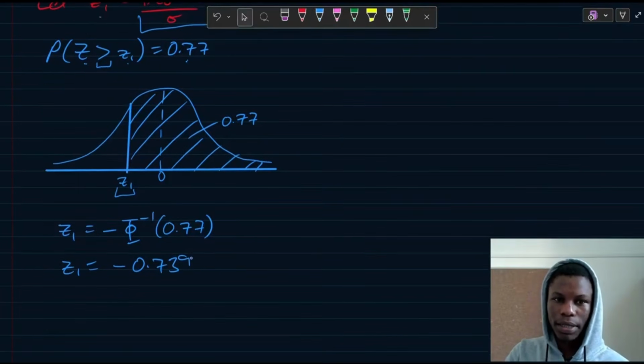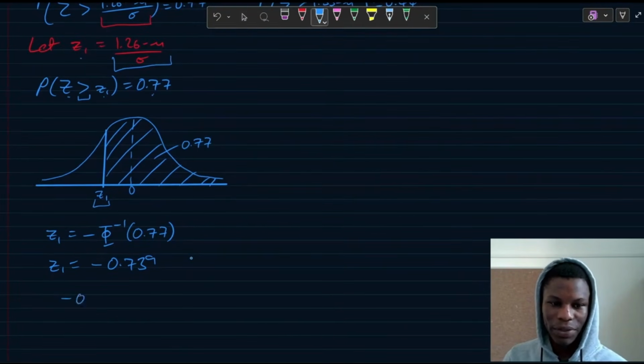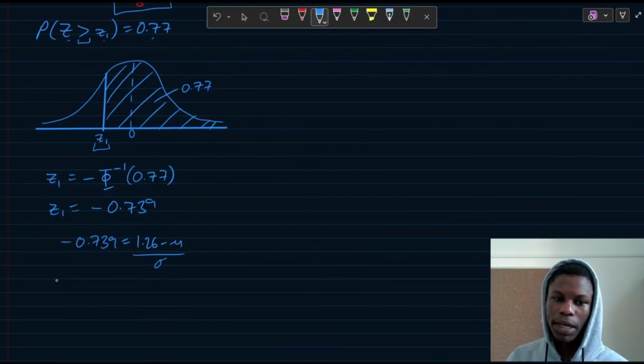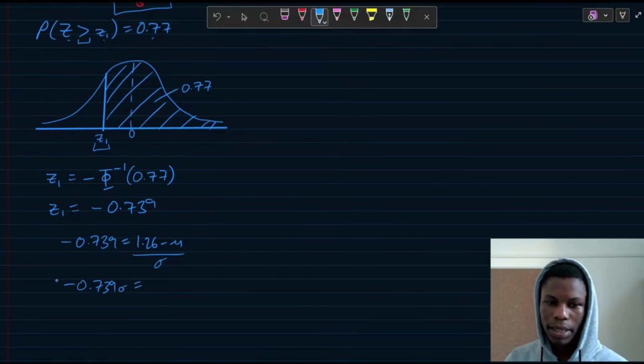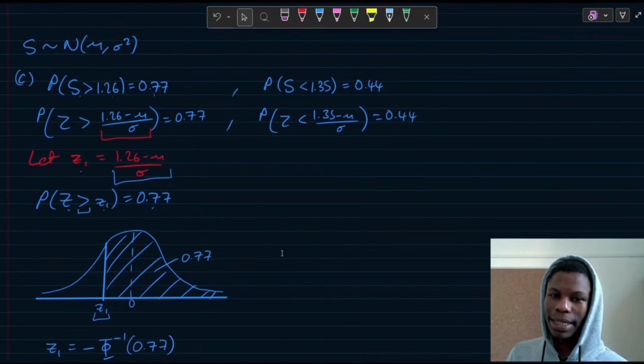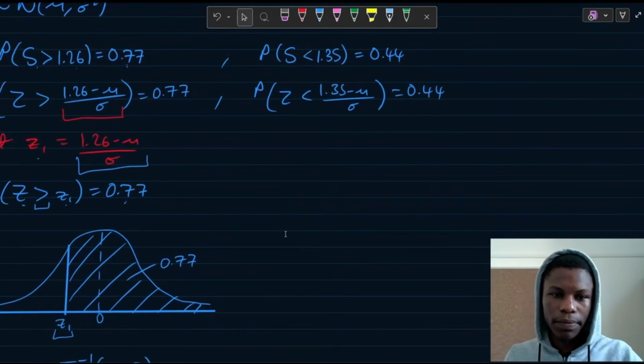So that must mean negative 0.739 is equal to 1.26 minus mu over sigma. And so if we multiply both sides by sigma, I have negative 0.739 sigma is equal to 1.26 minus mu. And so mu has to be 0.739 sigma plus 1.26. All right. And we want to do the exact same thing for this other equation.